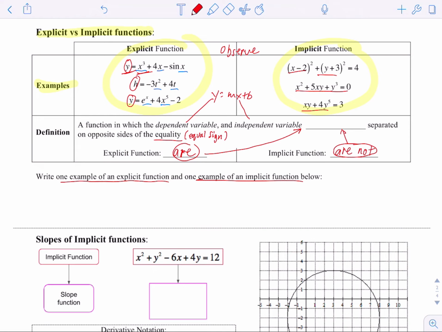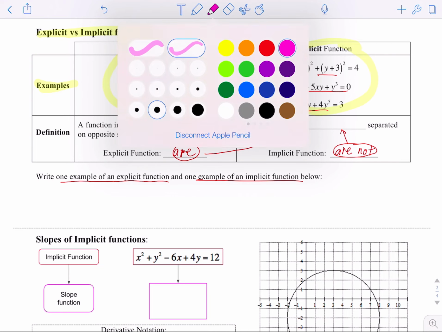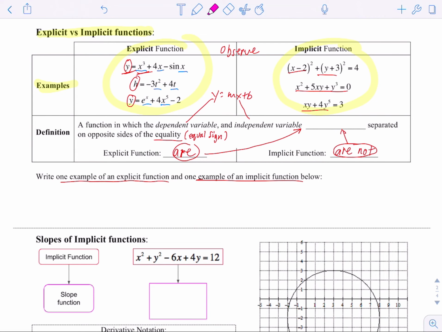So just to conclude here, for the most part, our entire math career so far has been working with explicit functions, right? So in calculus, for the first time, we are dealing with implicit functions, and we'll talk about what that looks like next.